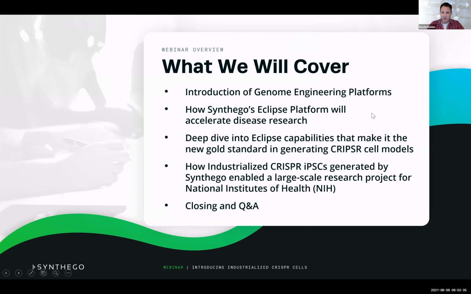And that's going to be followed by how this industrialized CRISPR process, using, in this case study, iPSCs, induced pluripotent stem cells generated by Synthego, can enable large-scale research projects. As an example, a large project we worked on for the National Institutes of Health. And then we'll be closing out with some Q&A.